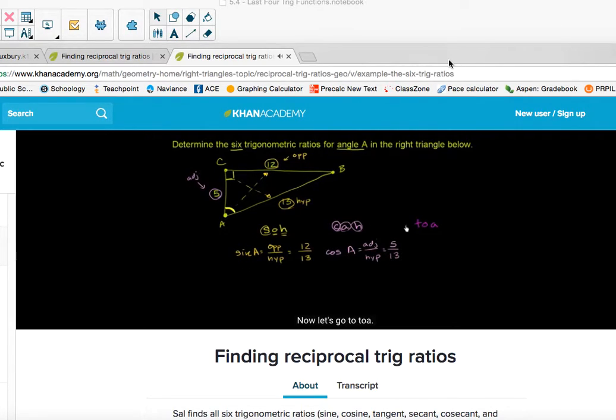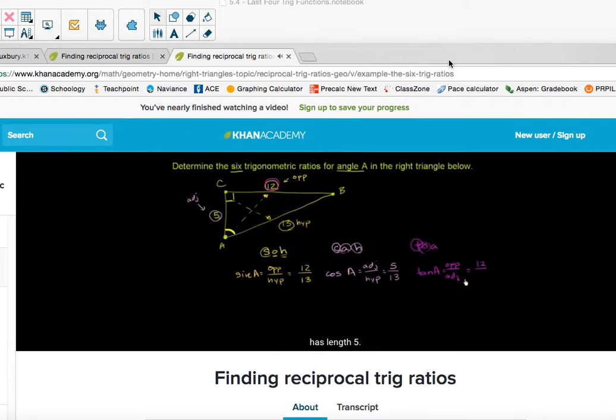Now let's go to TOA. TOA defines tangent for us. It tells us that the tangent of an angle is equal to the opposite side over the adjacent side. So given this definition, what is the tangent of A? Well, the opposite side we already figured out has length 12, and the adjacent side we already figured out has length 5. So the tangent of A, which is opposite over adjacent, is 12/5.